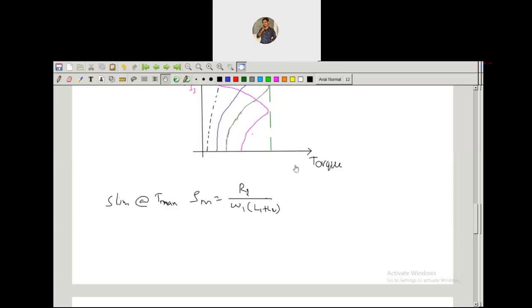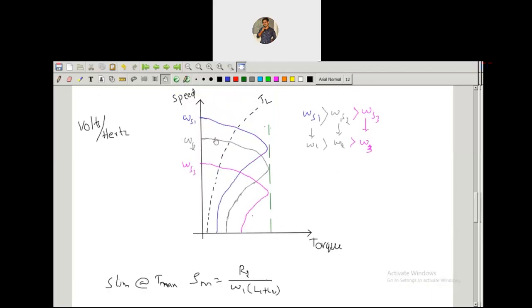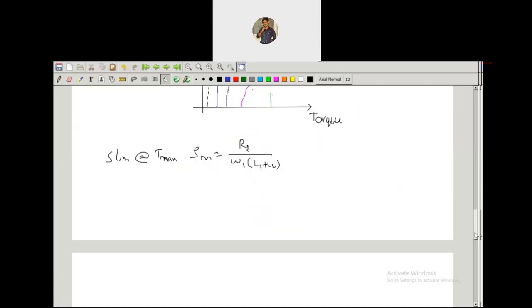If you observe this speed torque characteristic, from this figure we can say that when both voltage and frequency are varied, the speed of the drive can be controlled. The control of both voltage and frequency can be carried out by using three-phase inverters or by using cycloconverters. Let me write down that point here.